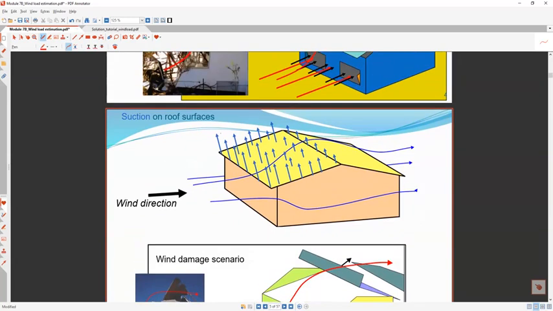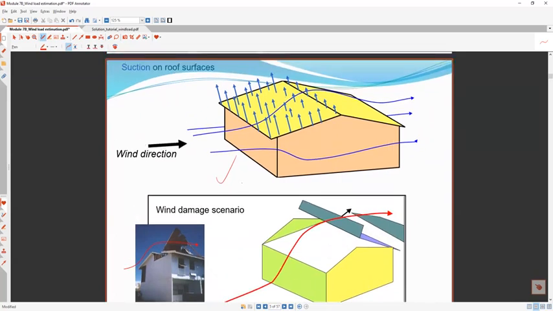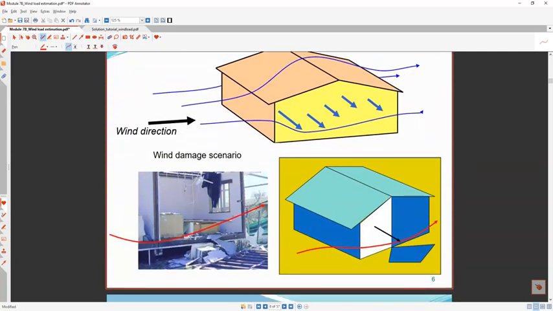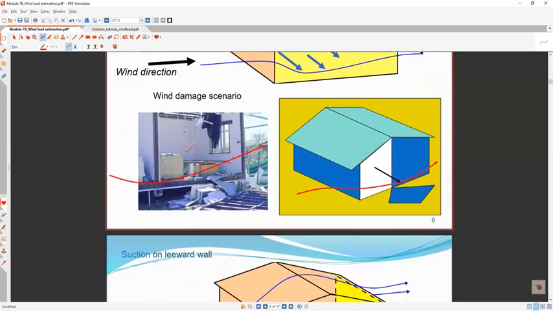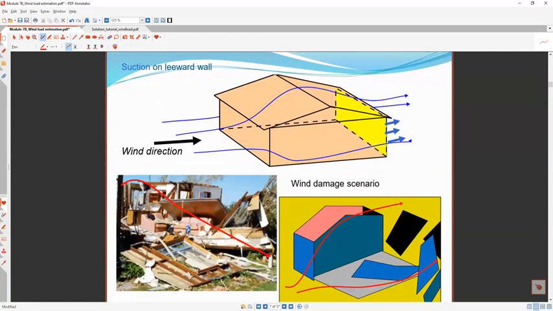So this is the explanation on the roof surfaces, and then you can see this one, the wind damage scenario. This is crucial. And then the side wall also. Again, with the wind, you can see that suction can actually blow that wall away. You can see this effect here. We might wonder what suction is doing, but suction can also do havoc, just like pressure. Pressure is a problem, and suction can be equally problematic. You can see this one on the leeward side. It's just gone. So it will just blow this one away.